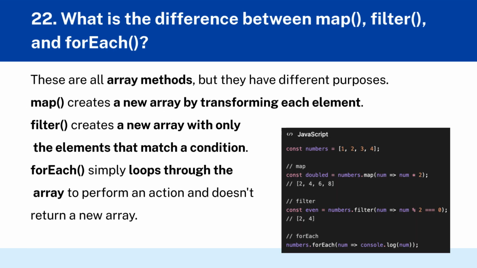What is the difference between map, filter, and forEach? These are all array methods, but they have different purposes. Map creates a new array by transforming each element. Filter creates a new array with only the elements that match a condition. forEach simply loops through the array to perform an action and doesn't return a new array.